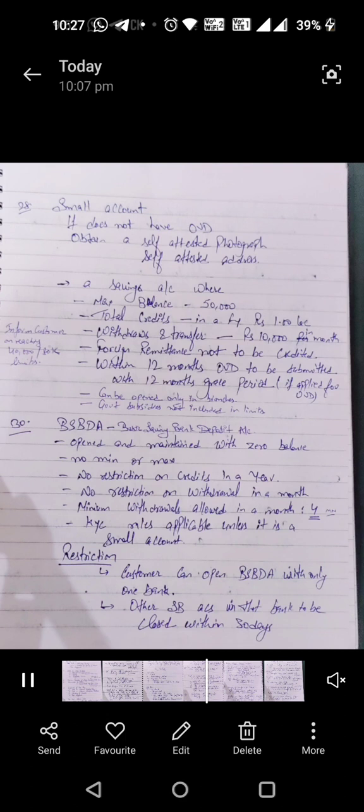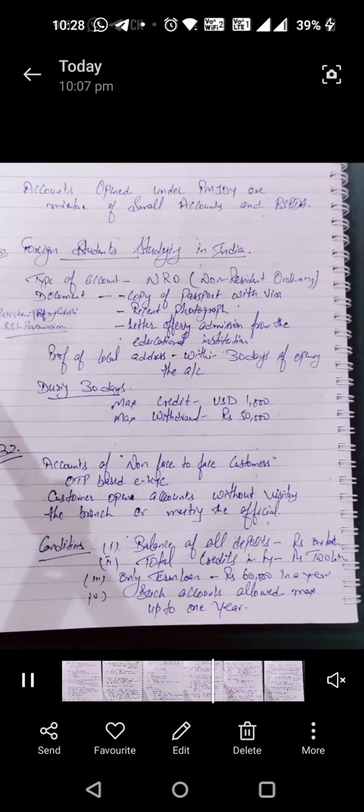Then accounts opened under Pradhan Mantri Jan Dhan Yojana. These are a mixture of small accounts and BSBDA accounts. Remember, there is no such category or new category made under Pradhan Mantri Jan Dhan Yojana. This is just a mixture of the existing small account and the BSBDA account. This question can be asked. One more important point in BSBDA is that only one account can be there. If the customer has more than one account, then that needs to be closed within 30 days.